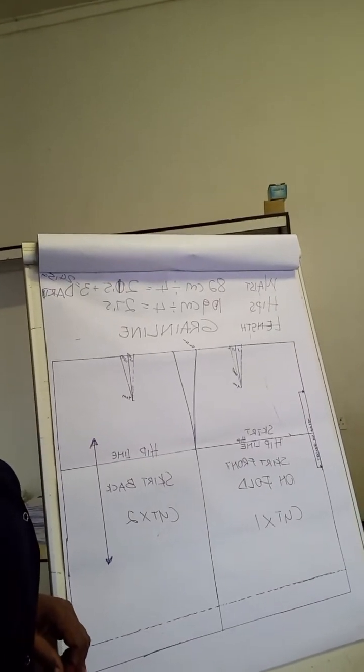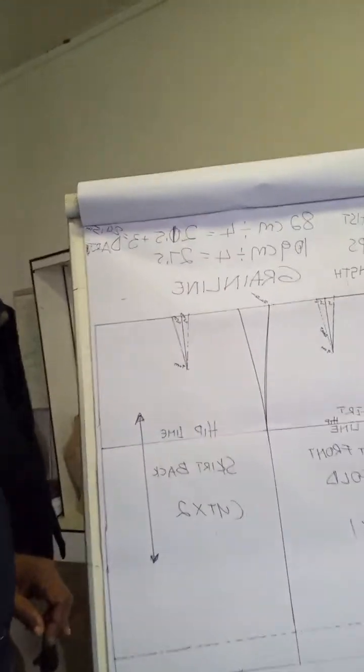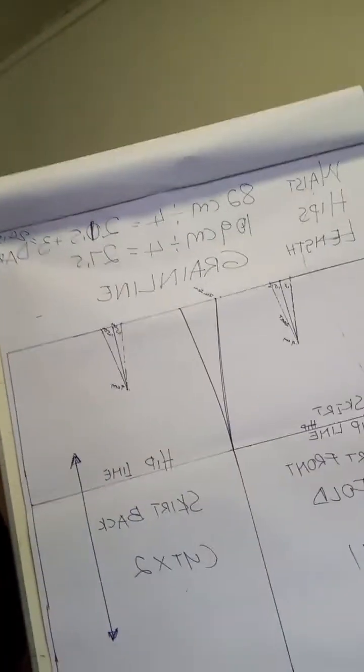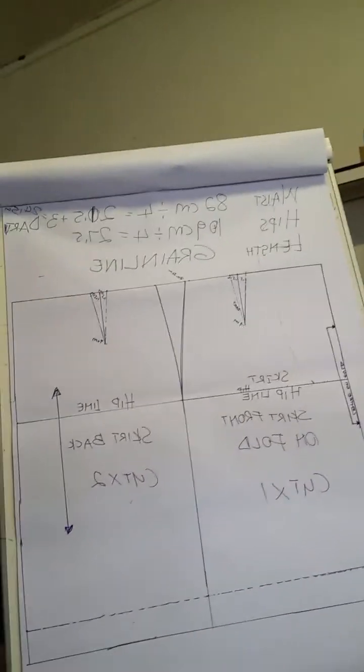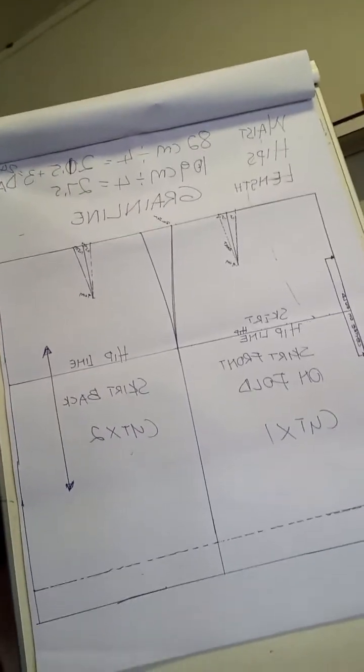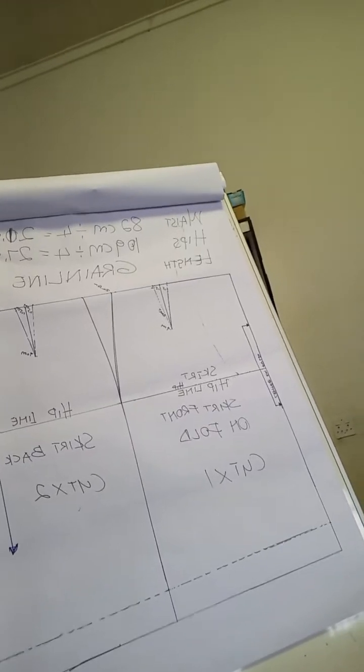Hi, Kainat Fatma. We are drafting a skirt here. We are drafting a block skirt. You get us in the middle of it. Here is how it looks like when it's done.